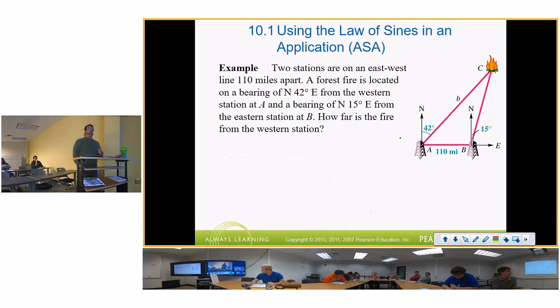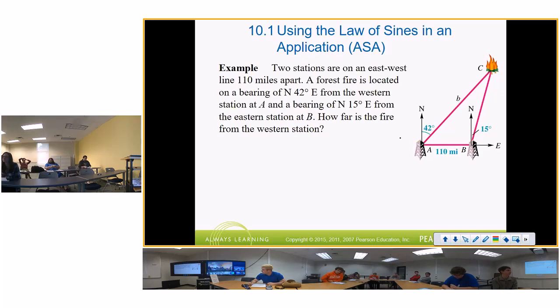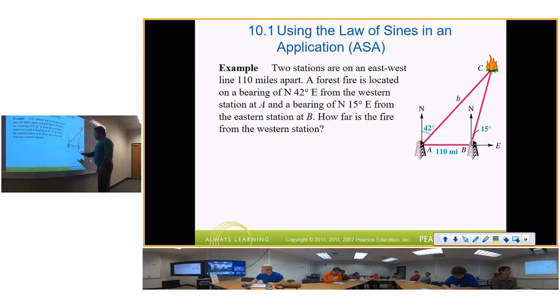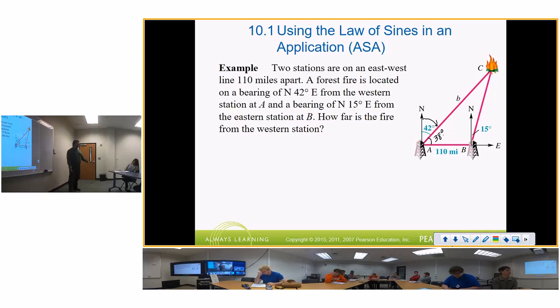All right, look at this one. Two stations on an east-west line. That means you've got a flat line. A forest fire is located on a bearing of north 42 east. So there's north 42 east right here. That means that this angle right here is what? 38 degrees. Why? Complementary angles, from a long time ago.